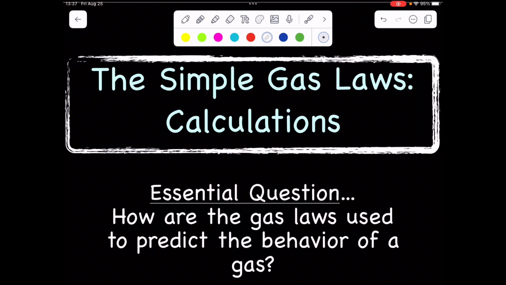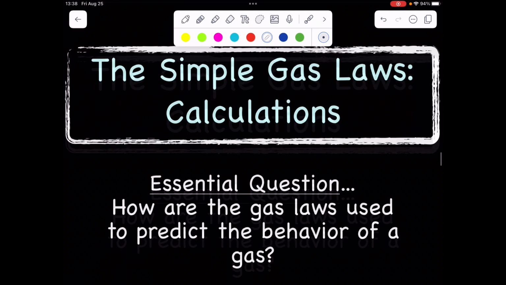Hello, this is Miss Moore, and today during chemistry, we're going to continue our discussion on the simple gas laws, today focusing on calculations. So today's essential question: how are the gas laws used to predict the behavior of a gas? All right, here we go.